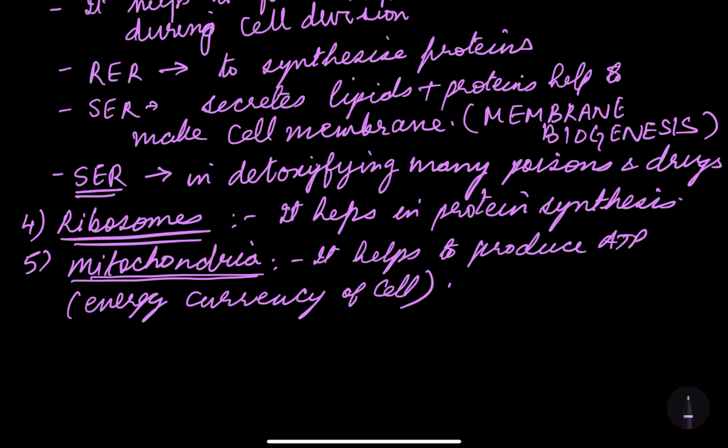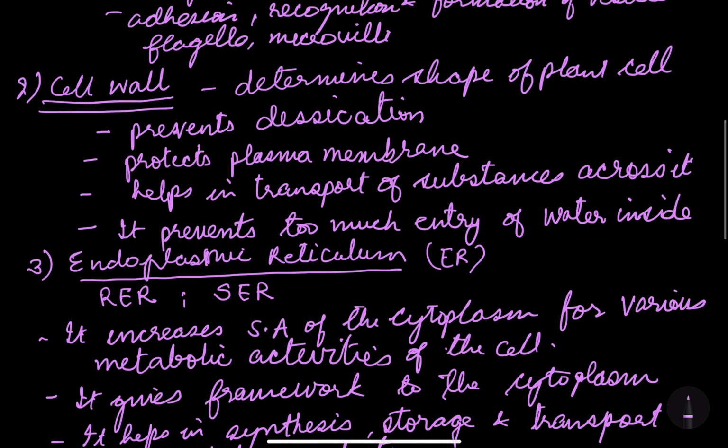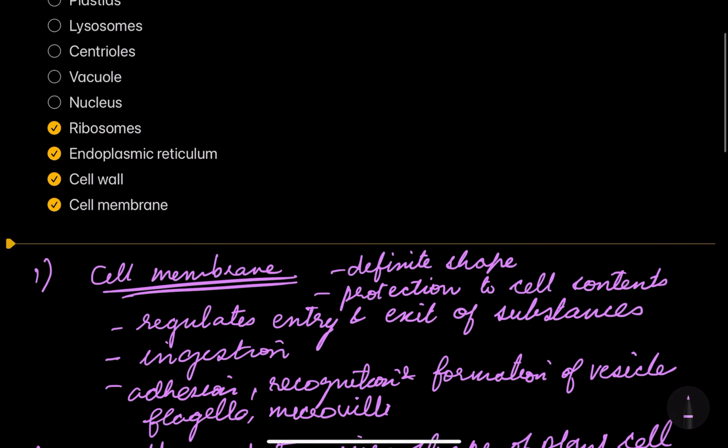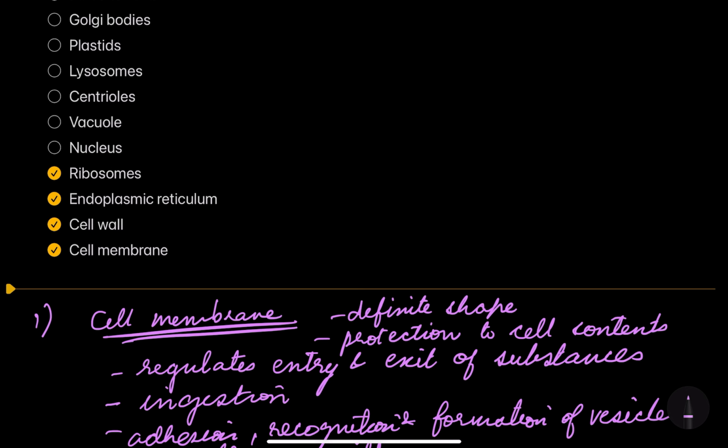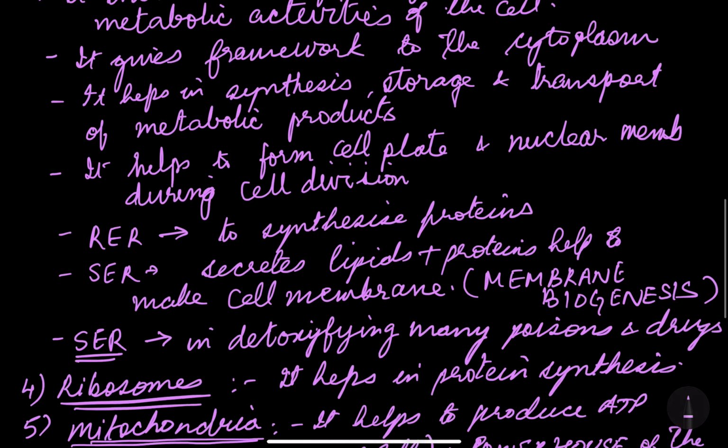So mitochondria is rightly referred to as the powerhouse of the cell because it generates energy in the form of ATP. So that's the function of mitochondria. Very, very important organelle, present both in plant and animal cells. Now we move on to the next one, that is your Golgi bodies.